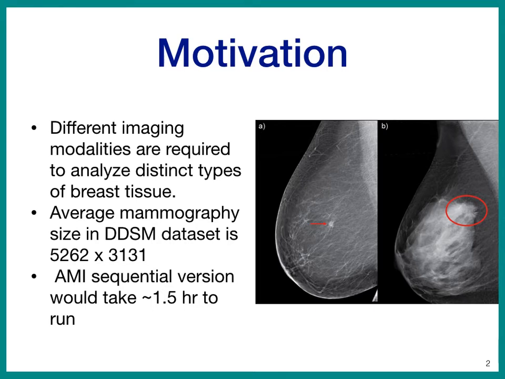Different imaging modalities are required for analyzing distinct types of breast tissue, for example, breast ultrasounds or the much larger mammograms. The average mammography size in the DDSM dataset is around 5,000 times 3,000 pixels per image. The AMI sequential version would take around 1.5 hours to run on such an image.